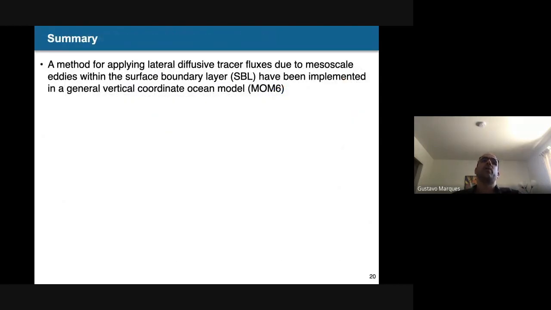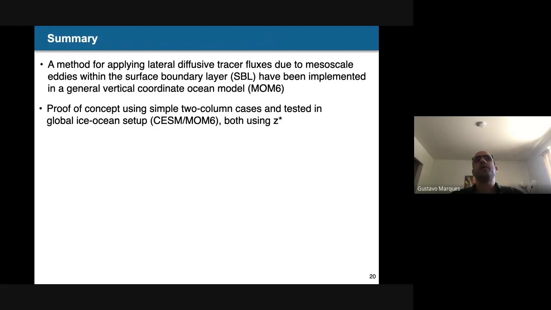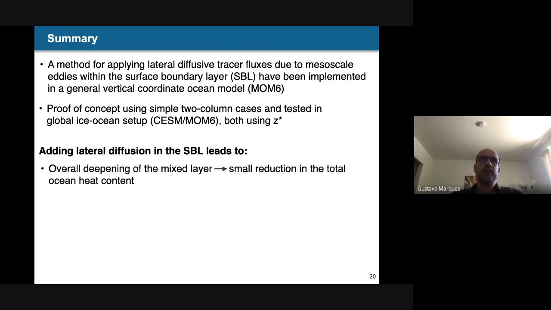So just to summarize, a method for applying lateral diffusive tracer flux due to mesoscale eddies with thin boundary layers has been implemented in a general vertical coordinate ocean model, MOM6 in this case. We show a proof of concept using a two-column case, as well as we tested in a global ocean, ice ocean experiment using CSM MOM6, in both cases using Z star.